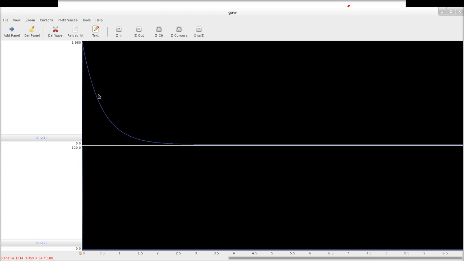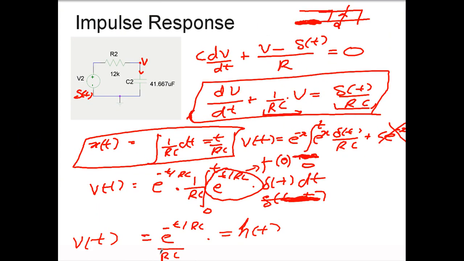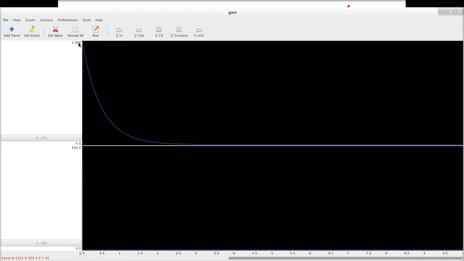And if you notice here, I have a decaying exponential. This is my output, a decaying exponential, just as we expected. And just to compare some values, you notice this is RC. If you want to see the value of this impulse response at 0, I would put t equal to 0, and this numerator would be 1. So h of 0 or v of 0 would be 1 over RC. And if you substitute the value of R and C, if I put 12K and 41.6667, I would get a value of approximately 2. If you notice, we have a value over here of 1.980, which is approximately 2. So our simulation results agree with our calculations.